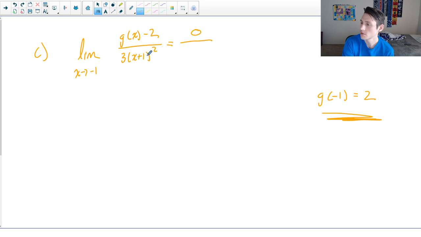Denominator, negative 1 plus 1 is 0. 0 squared, 0. 0 times 3 is 0. Okay, so I have 0 over 0, which is an indeterminate form, which tells me I can use L'Hopital's rule, and maybe that'll help me out.